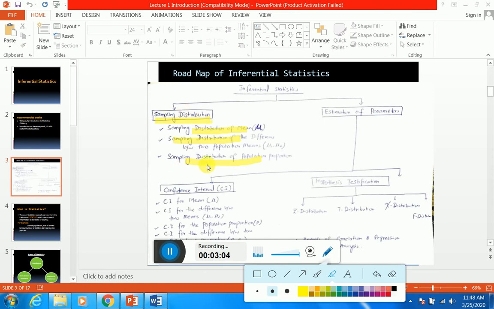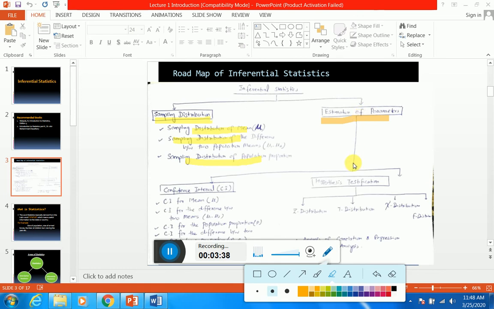Upon completion of sampling distribution, we will move to the next section, which is known as estimation of parameters. Don't worry, all the terminologies, inshallah, I will repeat again, and it will make your idea more clear. Here I am just giving you a roadmap of what we are going to cover in this whole course. Estimation of parameters is the next major topic of your course.